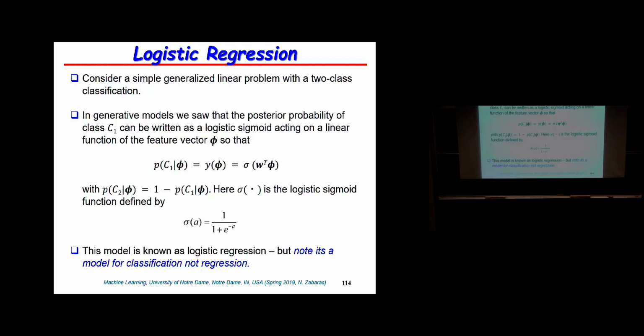Remember, we came up with this equation, but we assumed Gaussians for the class conditional distributions. We took the same covariance, we plugged in things, and then by a miracle, we got something that looks like this. Here, I don't do any of that. What I do is I say, I'm going to approximate this with a sigmoid function that operates on W transpose phi. No class conditionals, no Bayes rule, none of the above.